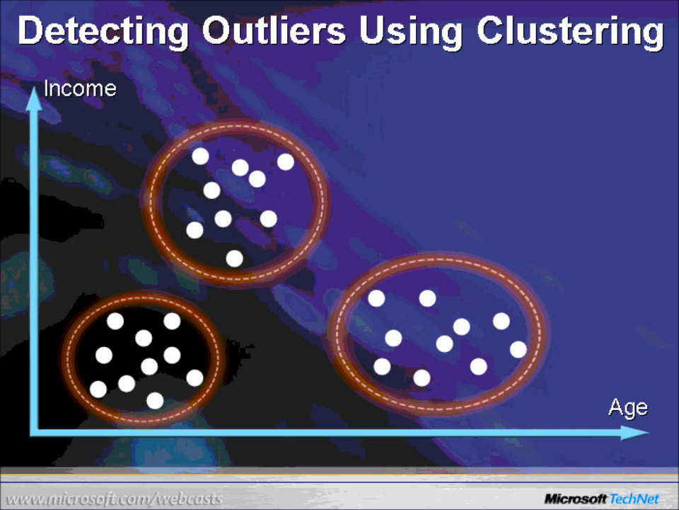Let's consider a clustering model of customers in the database. There are three identifiable clusters: low-income young people, low-income older people, and high-income middle-aged people. When we identify these clusters, we can use the mining model that knows about clusters to evaluate the incoming data.